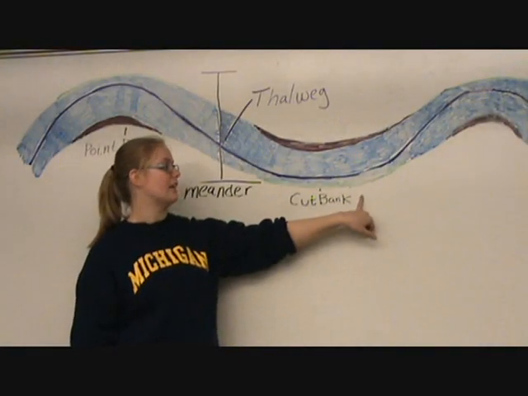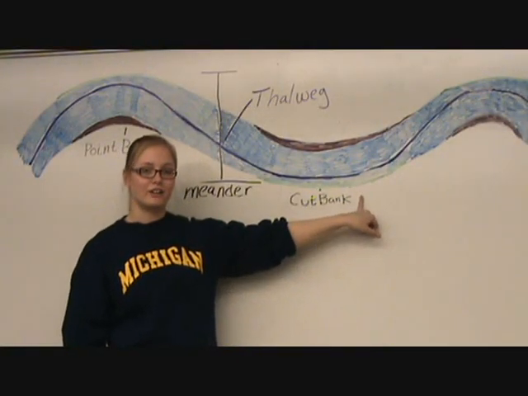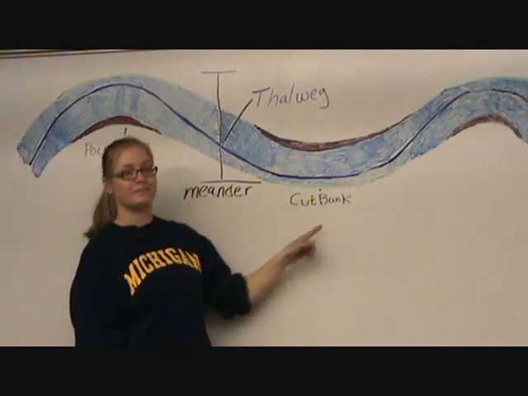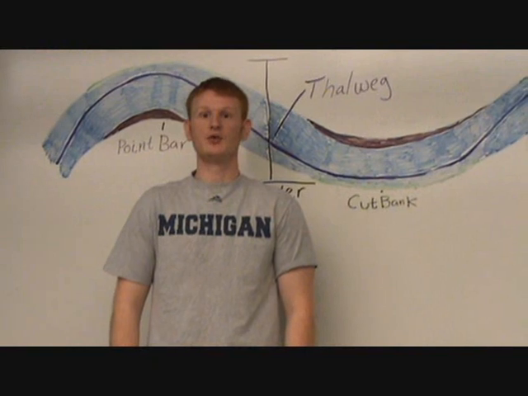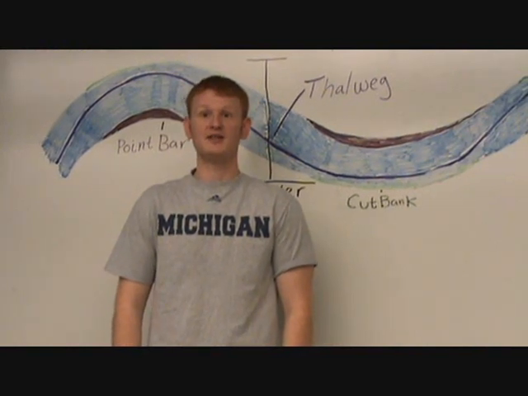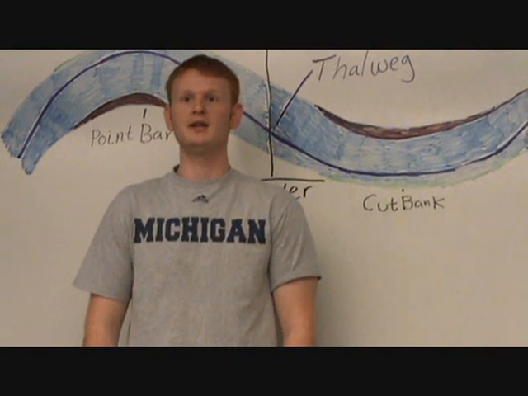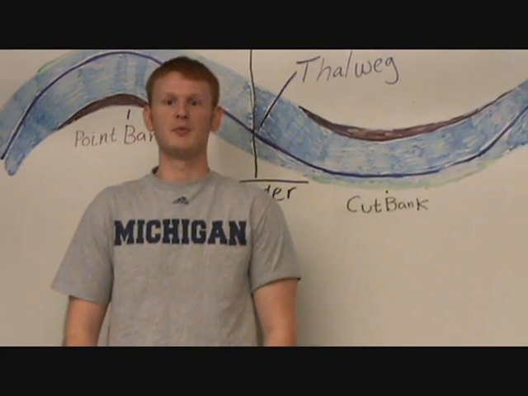Here, on the outside of a curve, the velocity is higher. The water erodes away the sediment, resulting in a cut bank. A cut bank is an erosional feature of streams. Cut banks are found along meandering streams. They are located on the outside of a stream bend, known as a meander, opposite of the point bar.